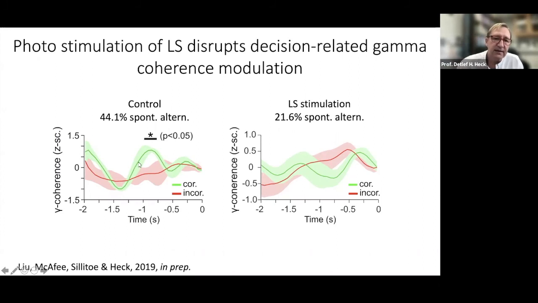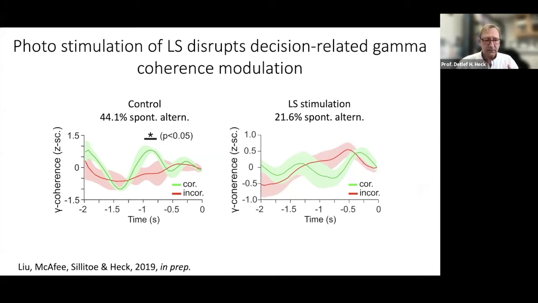And you see that in the correct decisions in green versus the incorrect decisions in red, coherence reaches far higher values, significantly higher values in the control trials when the decision was correct. Now, when we stimulate the cerebellum, that difference disappears. So there's no longer a modulation of coherence that is reflecting decision outcome.